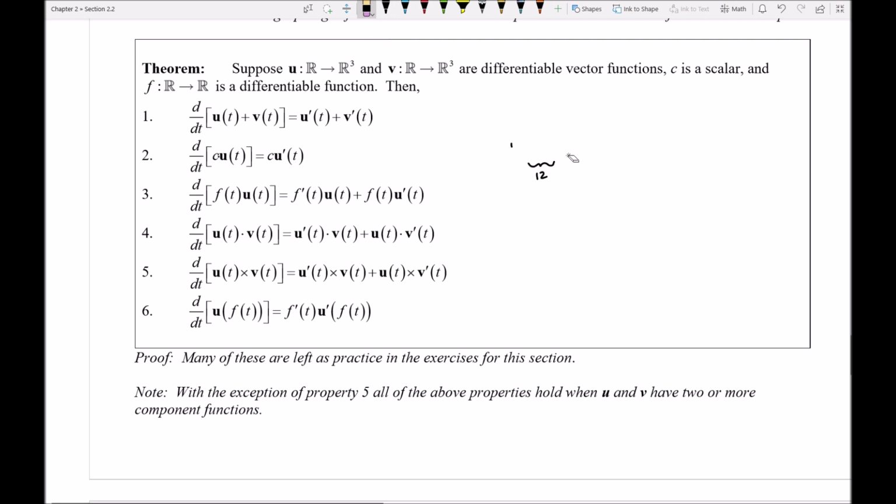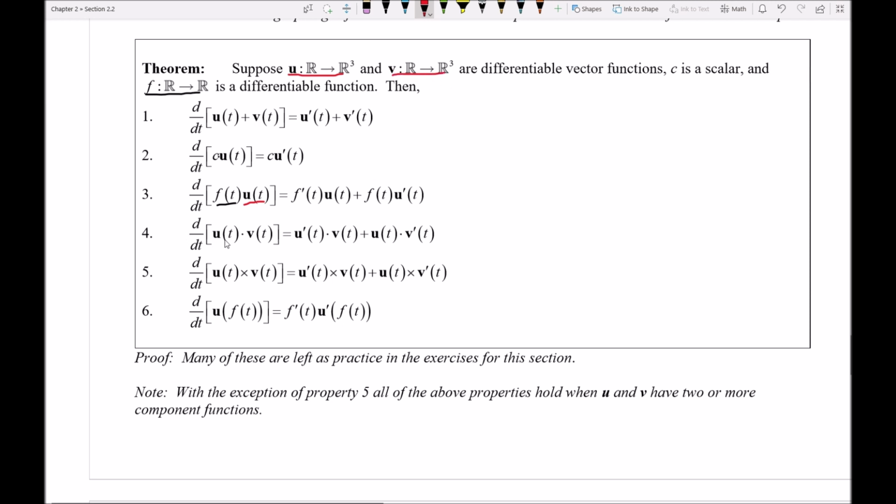All right, let's take a look here at property number 3. If you have a regular old Calc 1 function multiplied to a vector function, then you take the derivative by, well, what does this look like? Wait, this actually looks like the product rule, doesn't it? You take the derivative of the first, leave the second alone, leave the first one alone, take the derivative of the second. So property 3 here is kind of the extension of the product rule from Calc 1 when you have a good old Calc 1 function and a Calc 3 function.